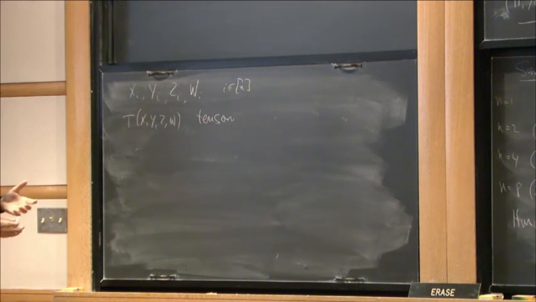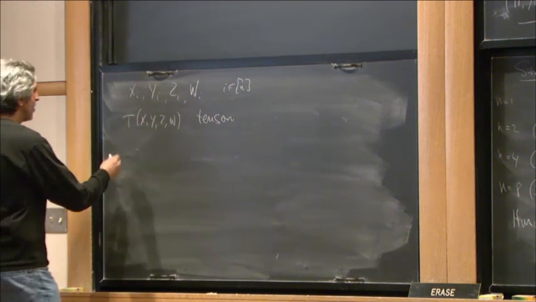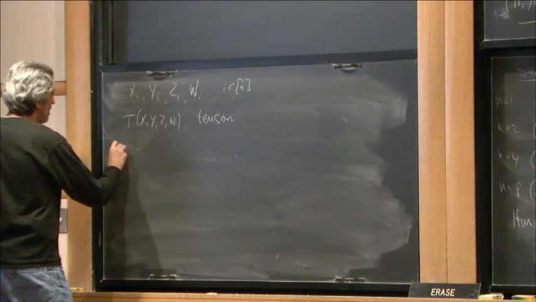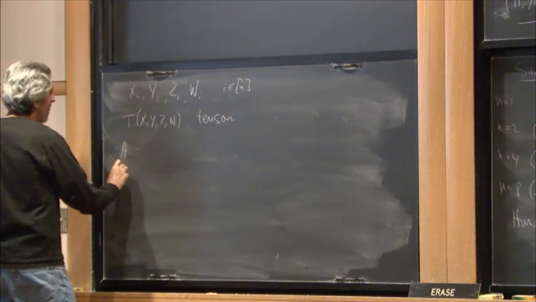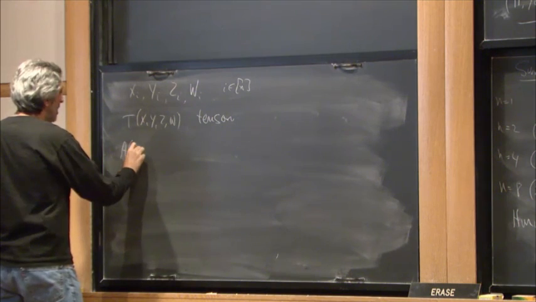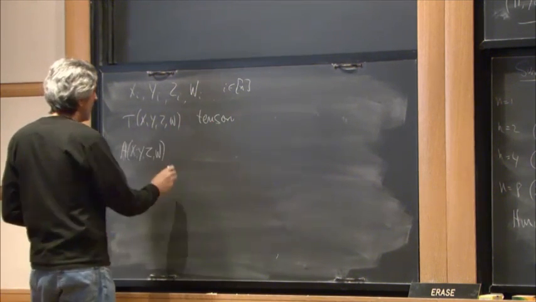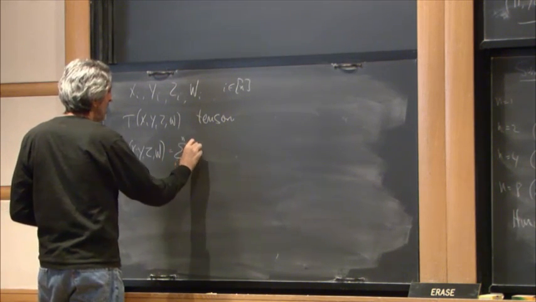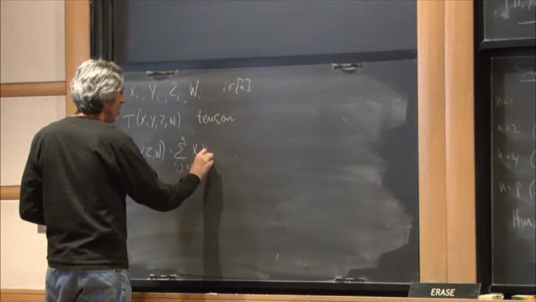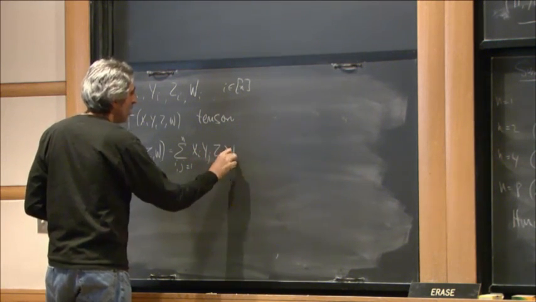An x, y, z, w tensor is a multilinear polynomial in these variables, and we are looking for hard tensors in the following sense. One such tensor, let me call it A(X, Y, Z, W), is one we like and related to the sum of squares. It's just the sum over all i and j from 1 to n of x_i y_j z_i w_j.